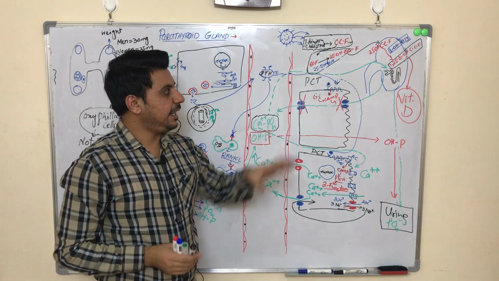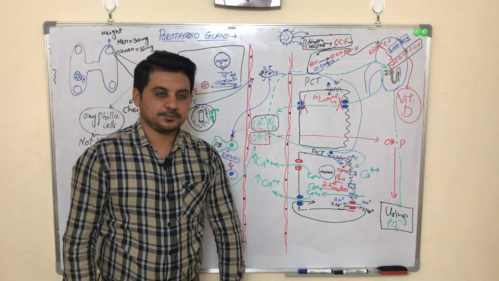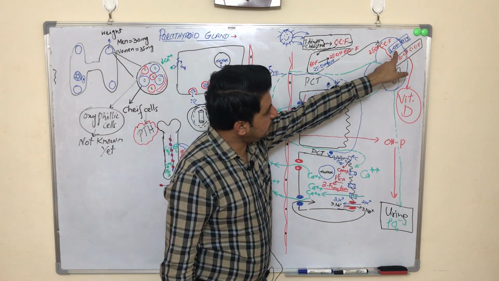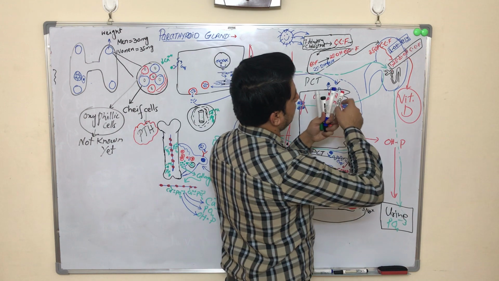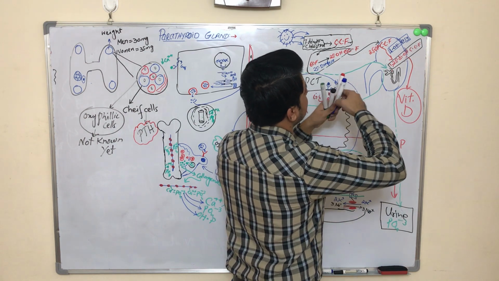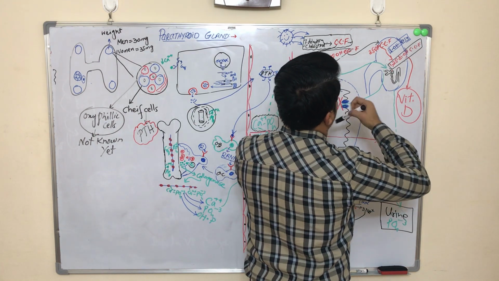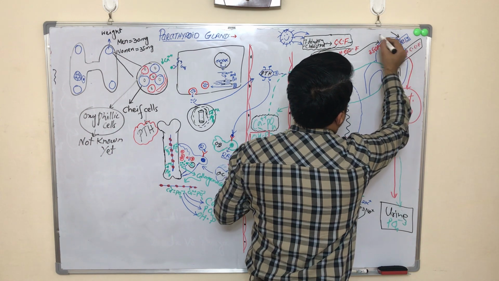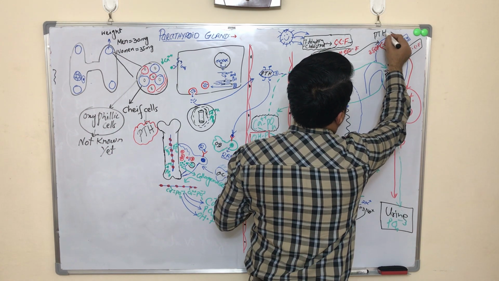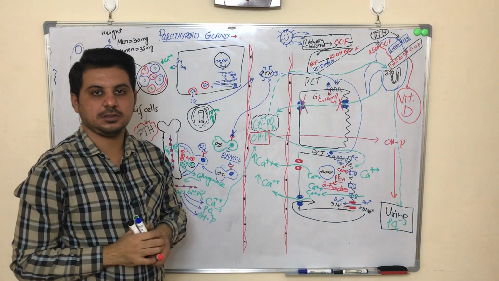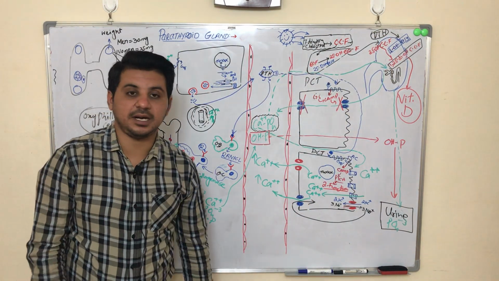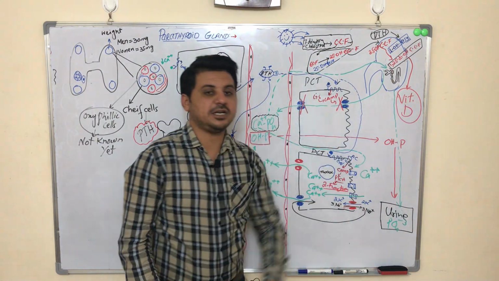Now, what happened over here? This enzyme 1-hydroxylase will become active with the help of parathyroid hormone. This is the significance of parathyroid hormone in the synthesis of vitamin D.